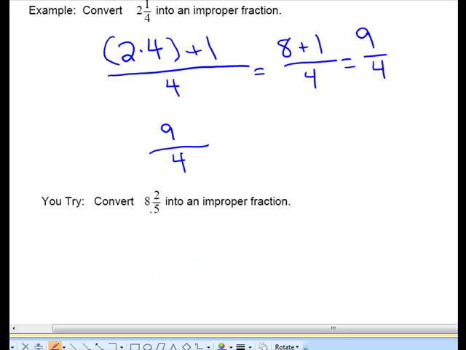So let's look at another example. Convert 8 2/5 into an improper fraction. So we're going to do the whole number times denominator. 8 times 5 is 40. Add the numerator. Will give us 42 back over the original denominator.